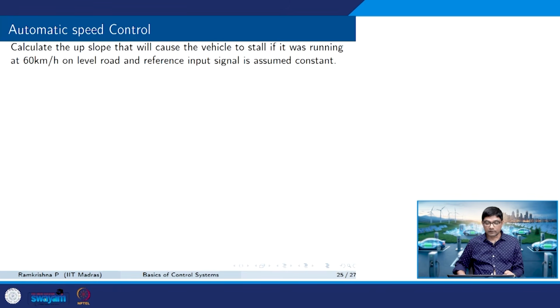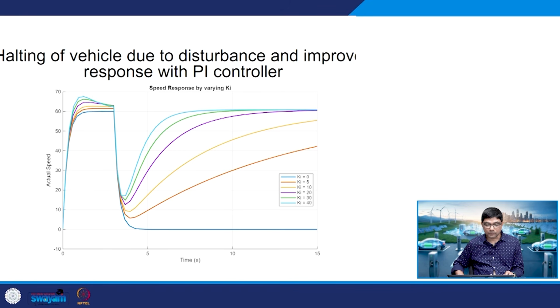The other thing that we saw is to calculate the upslope that will cause the vehicle to stall if it was running at 60 kilometers per hour, and assume that the reference is constant. So I'll again assume that the reference is now at 60, not at 60.8.